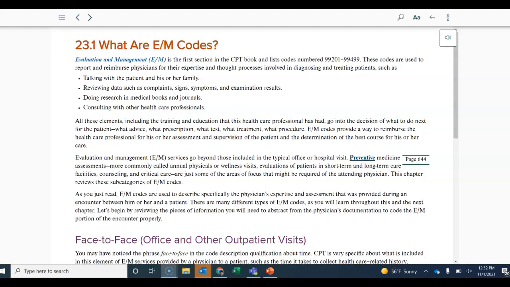Hi coders. So this is chapter 23 in your book. This is what we call E&M. And you really have to understand this because you are going to use E&M codes no matter what specialty, what facility, wherever. You have got to understand E&M codes. So this is really important information. I'm going to do my best to take you through it.